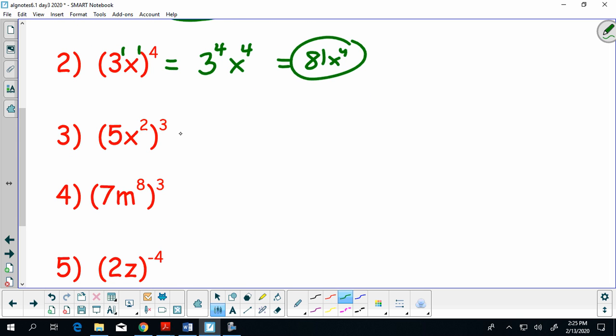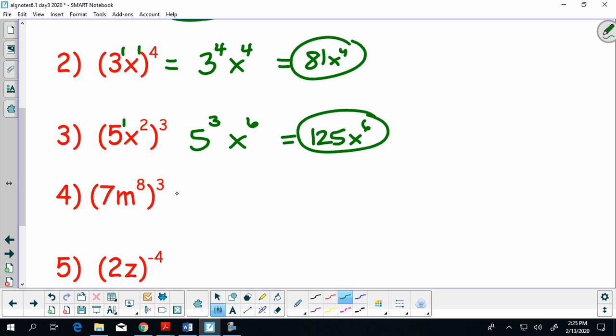Number 5 is extremely similar. There's a 1 here. Since there's a 2 here, I'm not going to put a 1. It's a 2. So I copy the base, and 3 times 1 is 3. Copy down the x, and 2 times 3 is 6. And then I'm going to put this part in the calculator, 5 caret 3, and that's 125 x to the 6th.